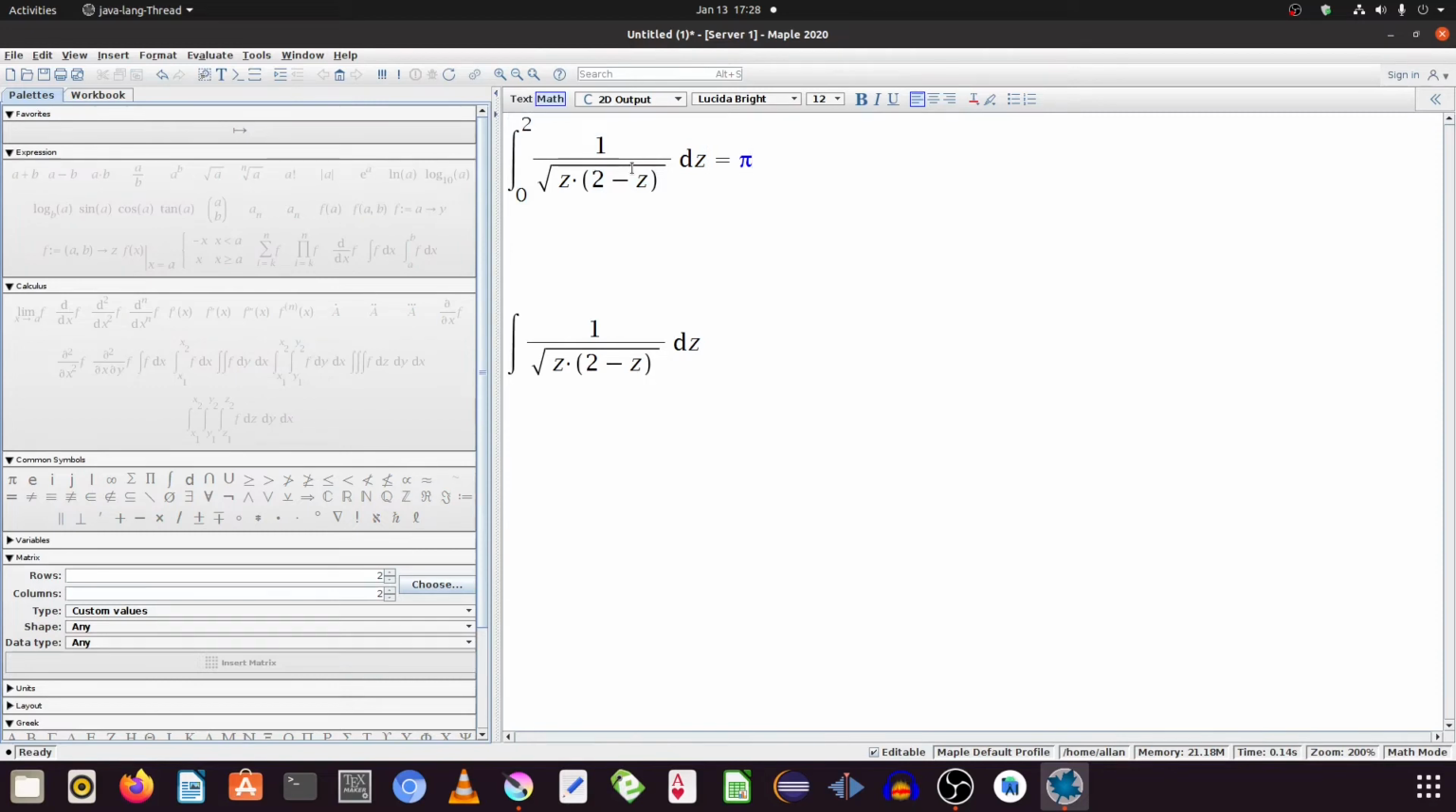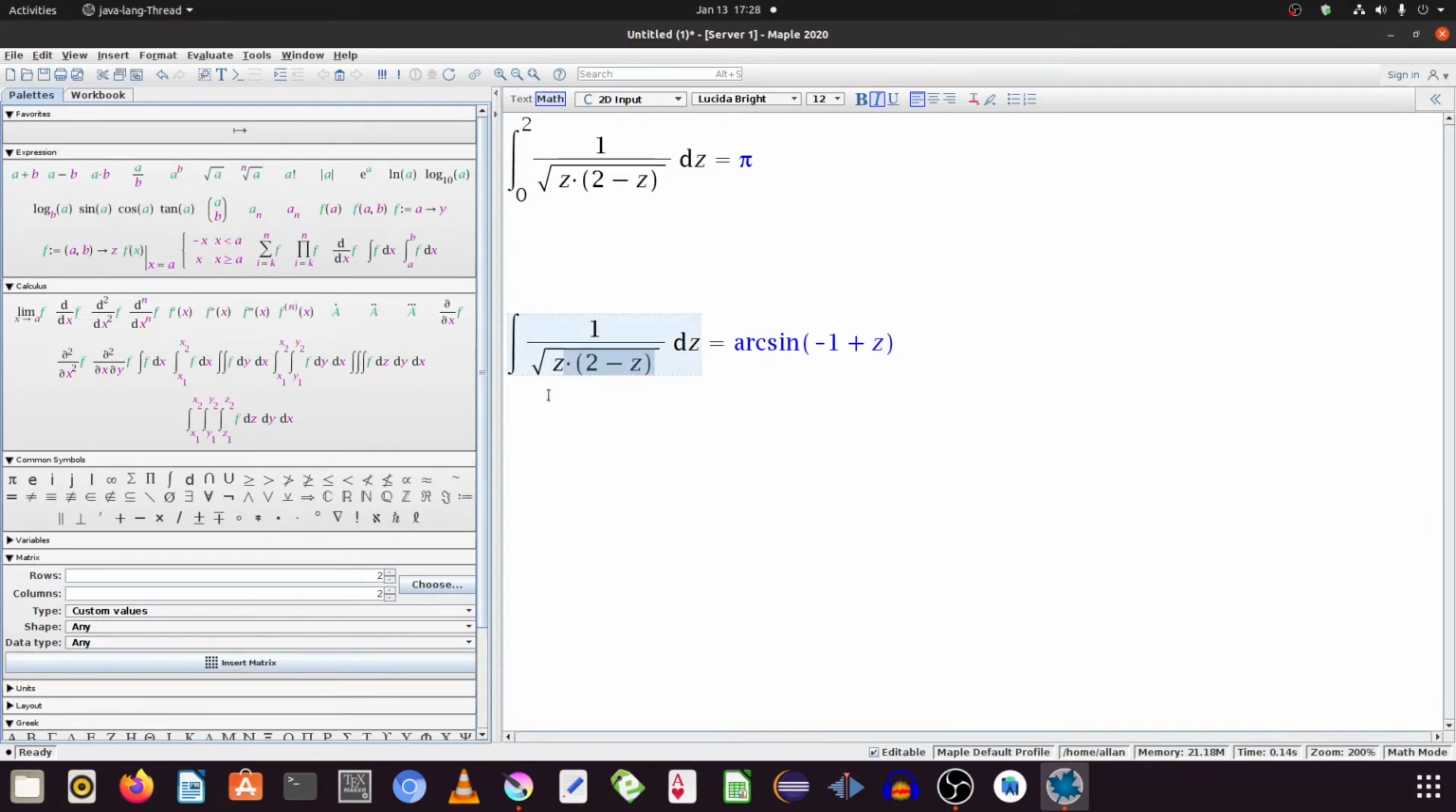It did indeed, that equals pi. That was nice. Later on, I realized that it's possible that it knew the indefinite integral. Indeed it does, arc sine of z minus 1. So I've been quite stupid, because I've learned many years ago that to make life easy, use symmetric expressions.